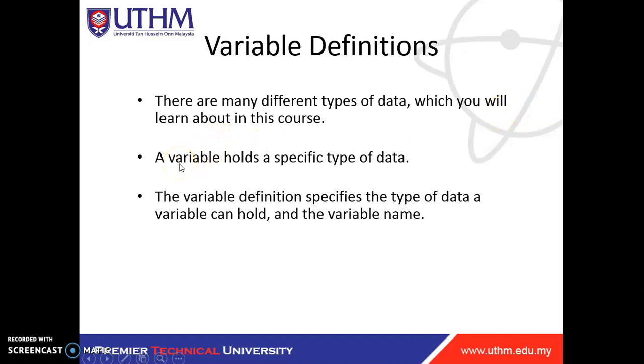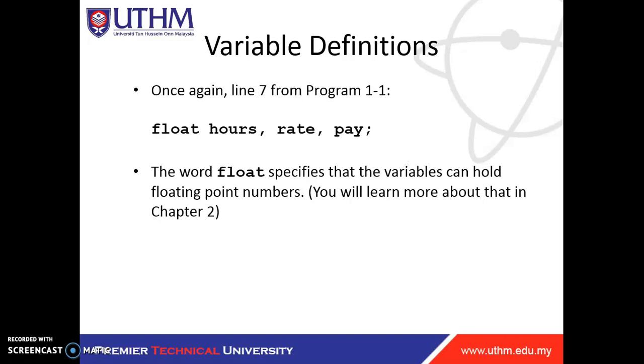And a variable holds a specific type of data like string, integer, floating number, and then the variable definition specifies the type of data a variable can hold and the variable name. And then the variable definition, like float hours, rate, and pay. Okay, and then the word float defines that the variables can hold floating numbers.